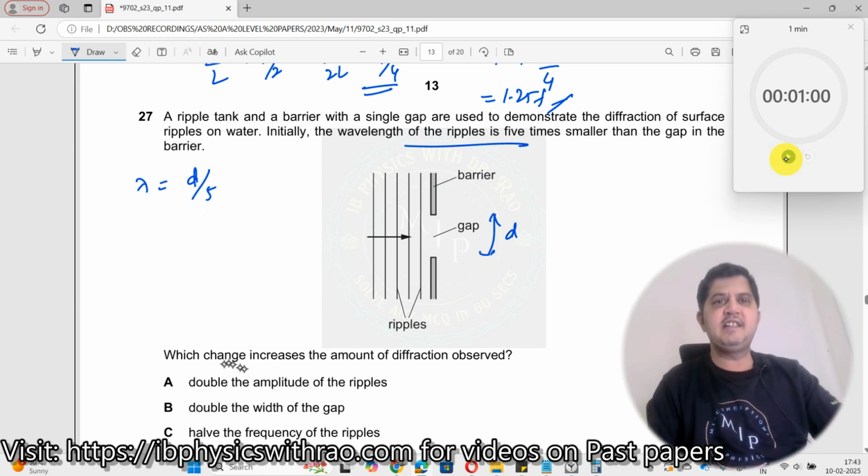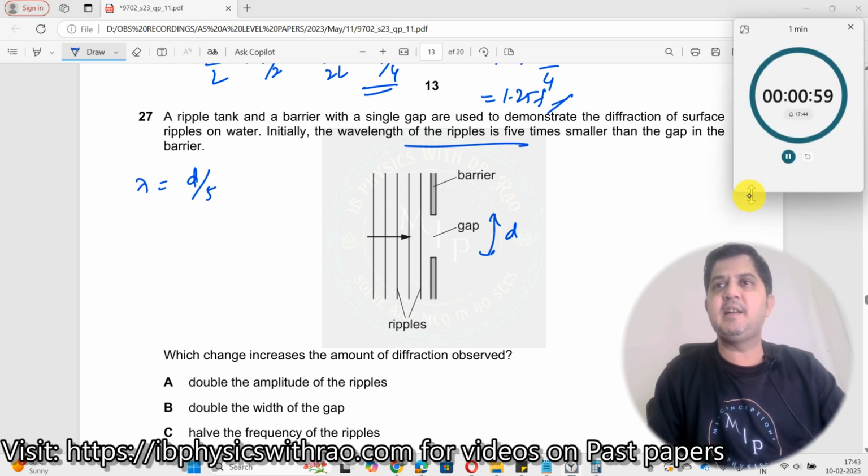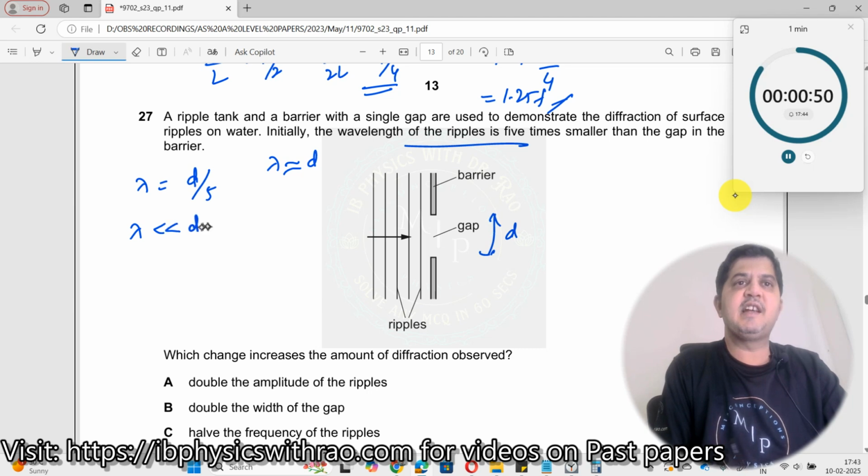Which change increases the amount of diffraction observed? So when will the diffraction be clearly observed? The diffraction will be clearly observed when lambda is nearly equal to d. So what's happening over here? Lambda is equal to d by 5. Lambda is less than d over here.